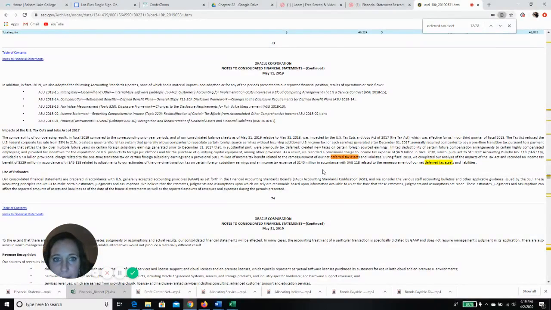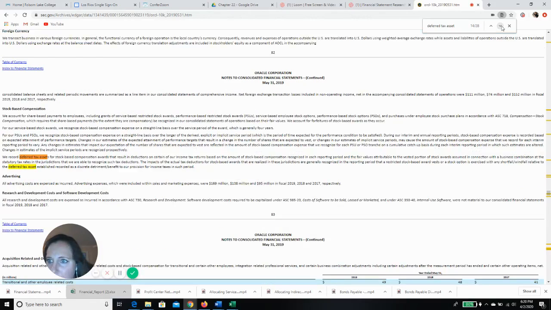Okay, there we go. It says they remeasured their deferred tax asset. Okay, so this is actually talking about the impact of the Tax Cuts and Jobs Act, and it's just saying they remeasured the deferred tax asset, but not why. And let me see. We record deferred tax assets for stock-based compensation awards that result in deductions of certain of our income taxes.